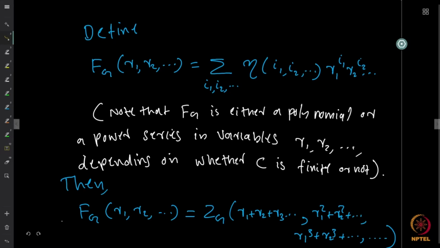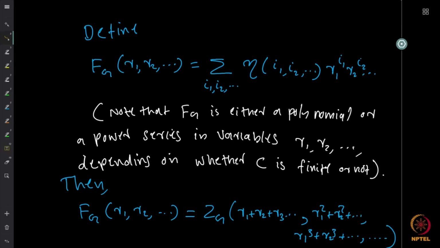Then Fg of R1, R2, etc. is actually equal to the cycle index Zg of the group, where Zi is substituted by the summation of Rj raised to i. So Zg of R1 plus R2 plus etc., comma R1 square plus R2 square plus etc., comma R1 cube plus R2 cube plus etc., comma etc. So this is what Fg is. That is what the theorem says.